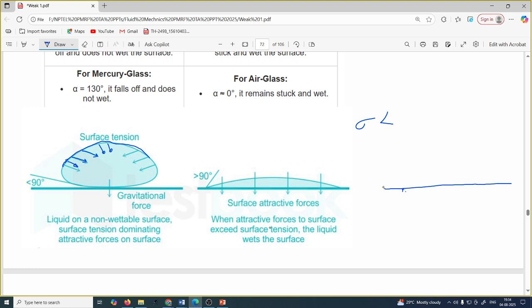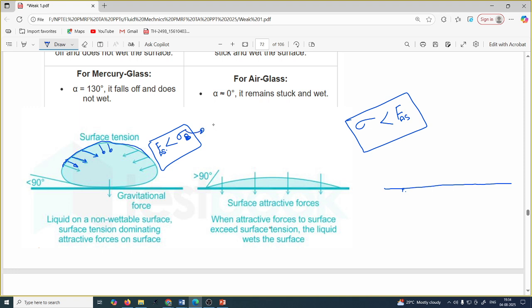Here I will write the force attractive due to the surface. Once this condition happens, your surface will be like that. That is the wet condition. Remember please, wet the surface. And in this condition the surface will not wet. So here the condition will be that the attractive force due to the surface will be less than your surface tension.